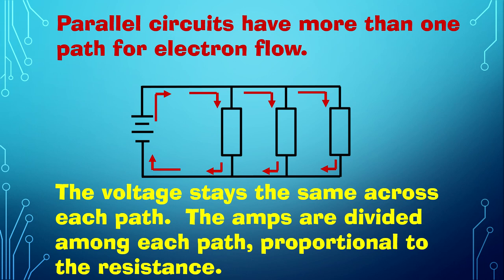Now, the higher the resistance, the lower the current flow. So if you've got a really large resistor with a lot of resistance, then you're going to have fewer amps going through that branch than a branch that has fewer ohms of resistance.